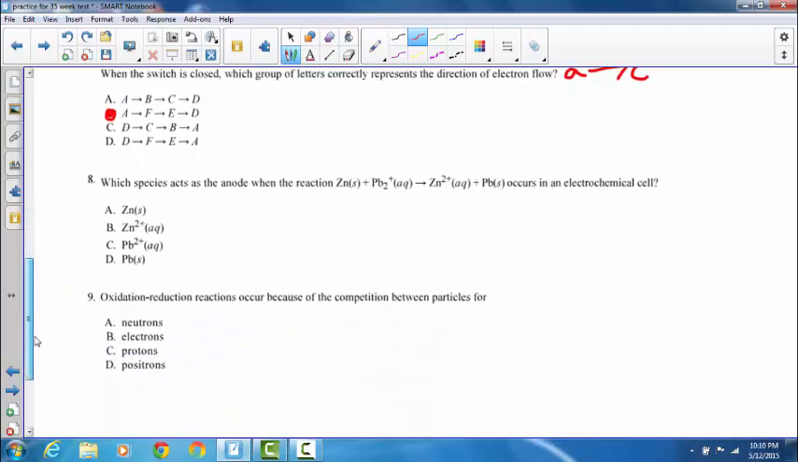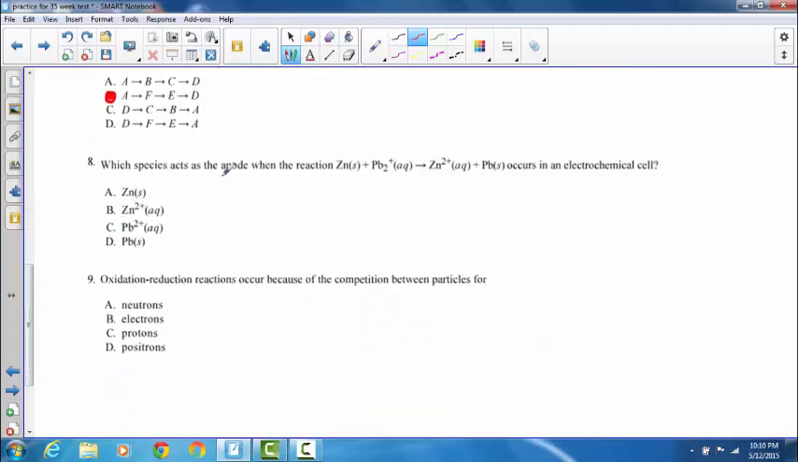All right, next question. Which species acts as the anode when the reaction occurs in an electrochemical cell? So as soon as I see anode, I write ox, and I expect you to be doing the same thing on your paper as you take a test. I expect you to write these notes because they help you answer the question. So what is being oxidized? I know oxidation means losing electrons, and the oxidation number goes up. Zinc has gone from a 0 to a +2, so zinc is oxidized.